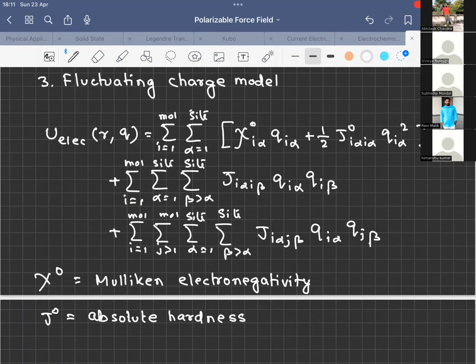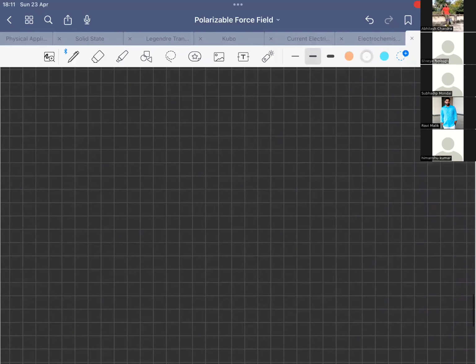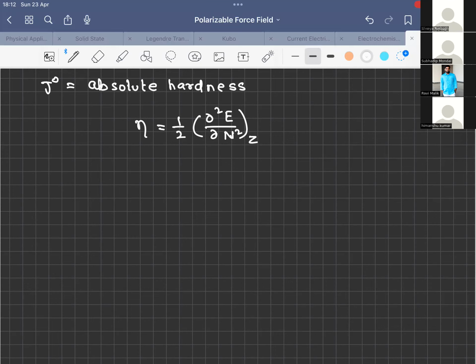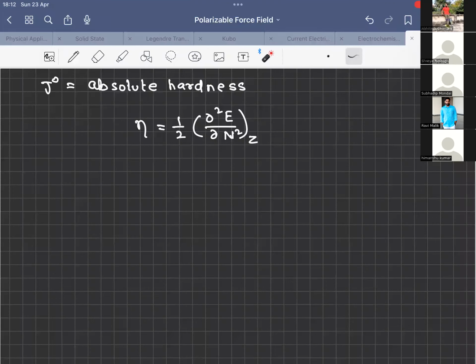Yes. This absolute hardness is defined as η. So η is equal to half of the second derivative of the ground state electronic energy with respect to the number of electrons. In this consideration, you have to keep your nuclear charge Z fixed. So this is how one can calculate η.